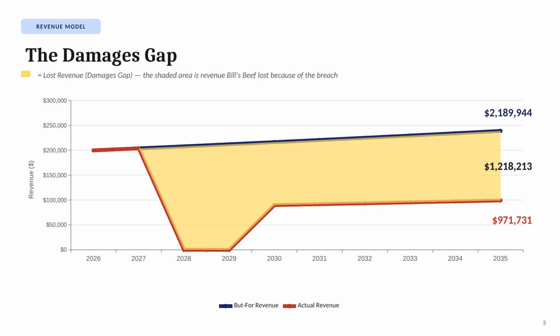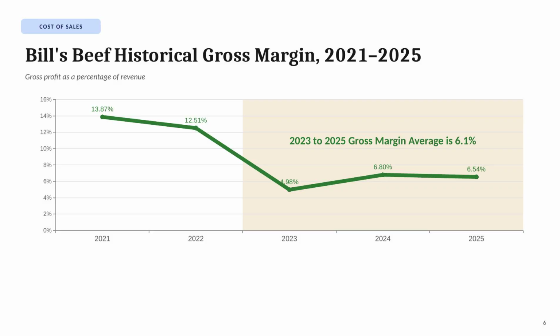$1,218,213. The next step in calculating economic damage is to determine how much profit or gross margin Bill's Beef would have earned on the $1,218,213 in lost sales. The green line on this chart illustrates Bill's Beef's actual historical gross margin from its financial statements between 2021 and 2025.